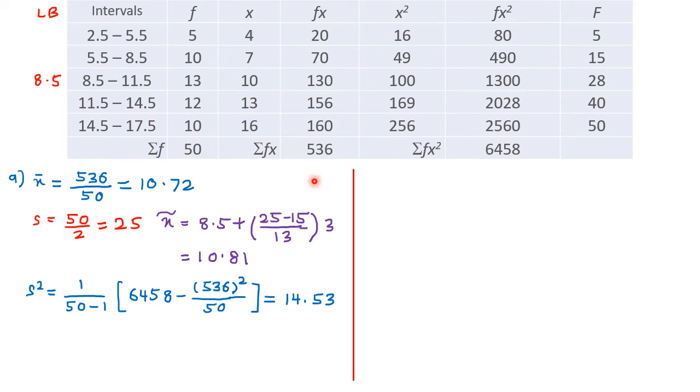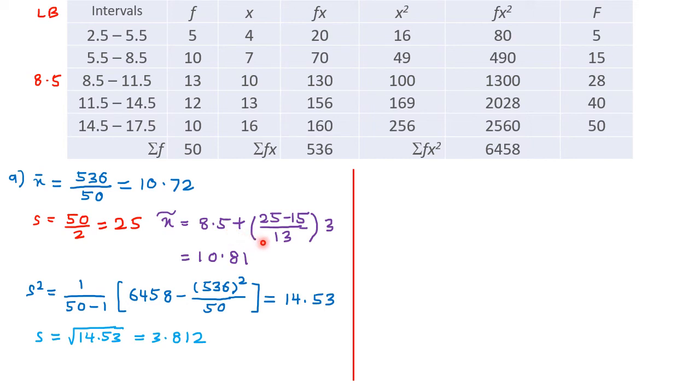Next, we want to find the variance. We already have the total sum of fx squared, so put it here. Sum of fx squared minus the sum of fx, 536, squared, over n, which is the sum of f, 50. And below here, don't forget n minus 1, which is 50 minus 1. Then we got 14.53. Later, don't forget to take the square root to find the standard deviation. So the square root of 14.53 is 3.812.